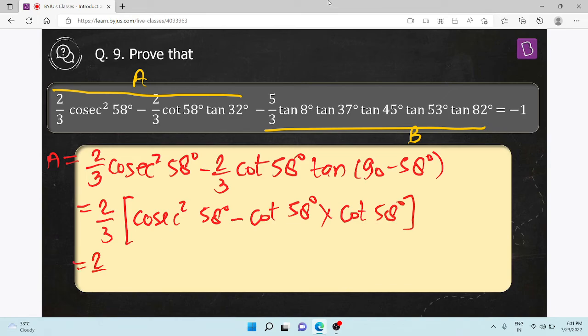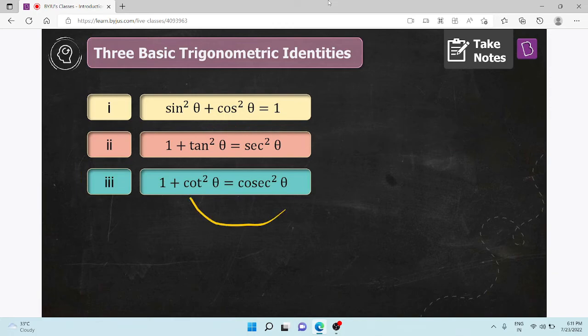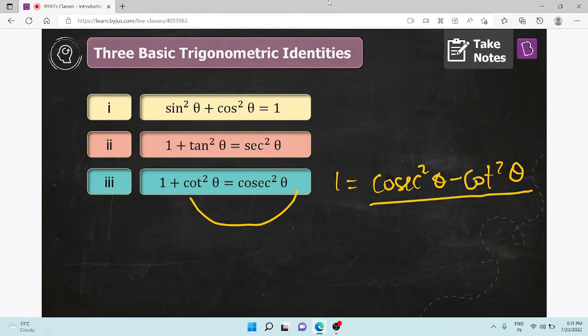So it will be equal to 2 by 3 cosec square 58 degrees minus cot square 58 degrees. And so hence from identity number 3, if you transpose this cot to the right hand side, it will be equal to 1 is equal to cosec squared theta minus cot squared theta. Means this value is equal to 1 for each and every value of theta.